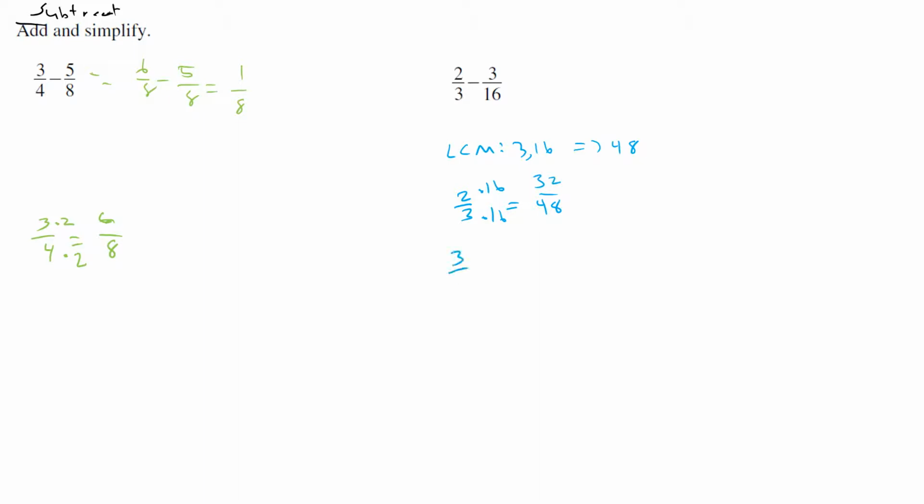Same thing with my 3 over 16. I want to write that with a 48 in the denominator. So that's going to be 16 times 3. What I do to the bottom, I have to do to the top. So that's 3 times 3. So that's going to give me 9 over 48.